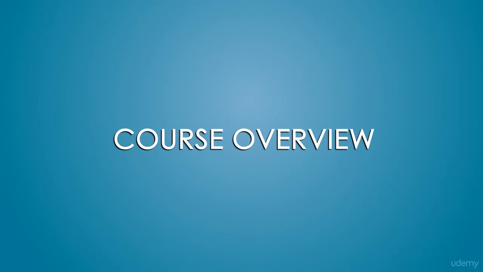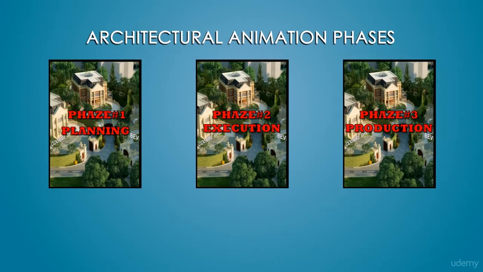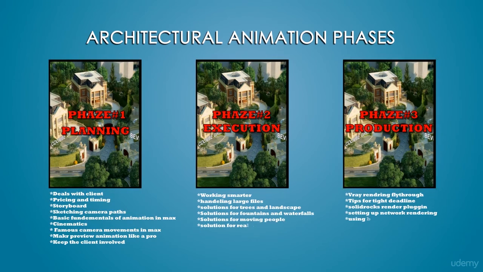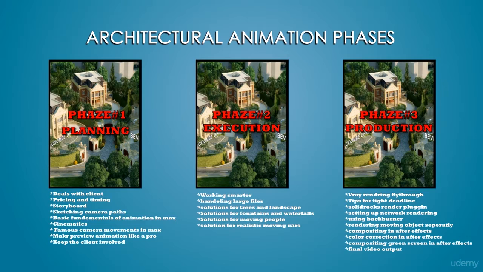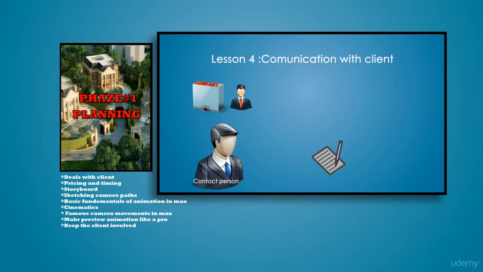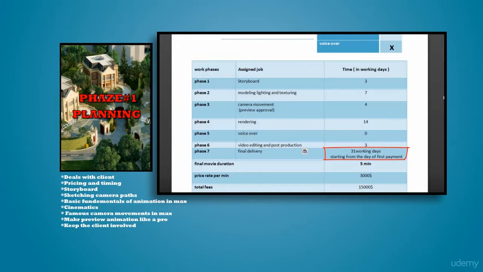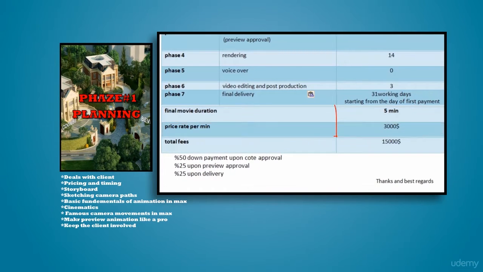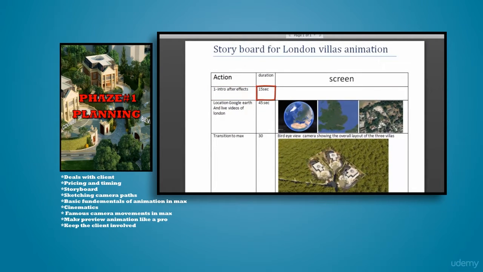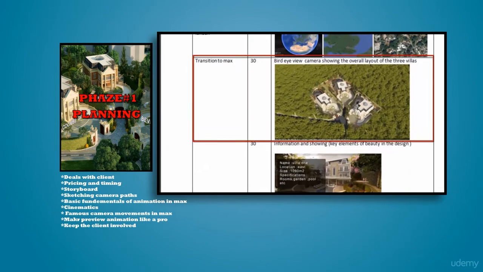When doing arch animation videos, you or your team will have to go through 3 phases to get the work done. Those phases are planning, execution, and production. In this course, we will focus entirely on phase 1, planning. We will learn the right ways to plan your project together with your client and how to calculate your pricing and the time needed to finish the job. Next, we will learn how to make a storyboard. It's a way of planning out movies on paper and making sure that this is exactly what the client needed.